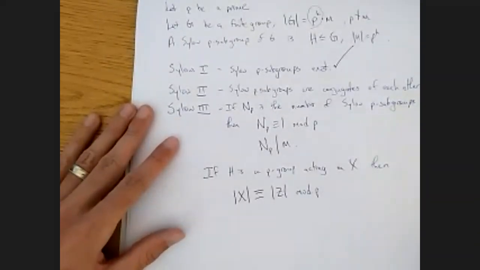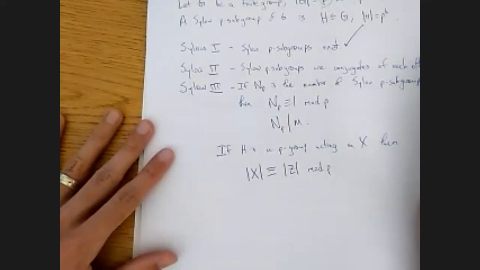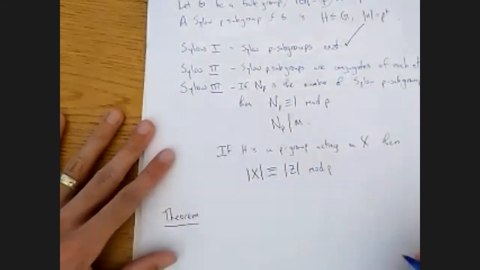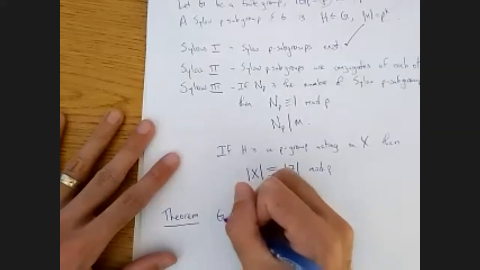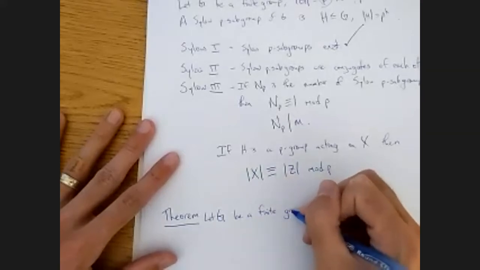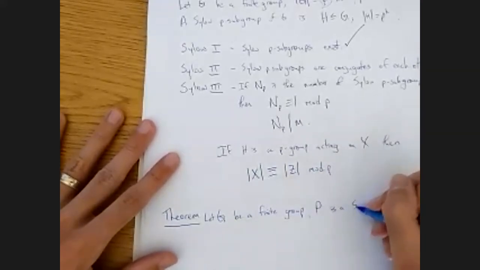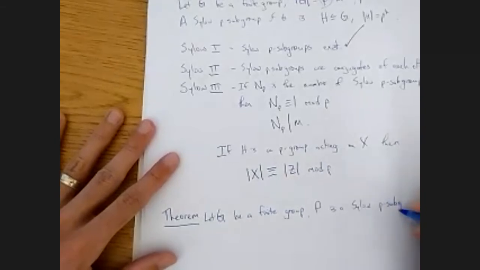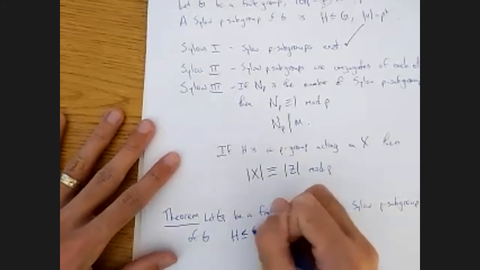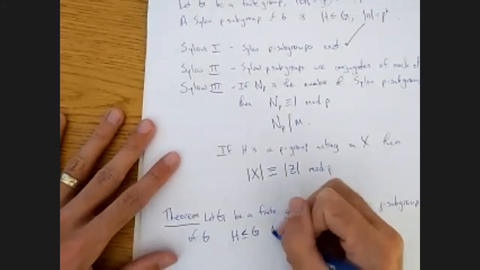So let's prove Sylow 2 first. We want to prove that Sylow P subgroups are conjugates of each other. And actually our strategy is going to be to prove something stronger. So we have this theorem. G is a finite group, P is a Sylow P subgroup of G, and H is a subgroup of G, and H is a P group.